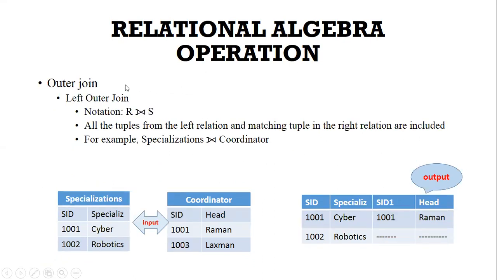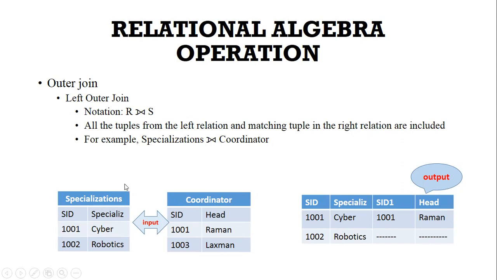And outer join, left outer join. So the notation will be mentioned with the bowtie. The bowtie will be opened a little bit on the left side. So two tables are here. One is R, another one is S. Here all the tuples from the left relation, along with the matching tuples from the right relation, are included.